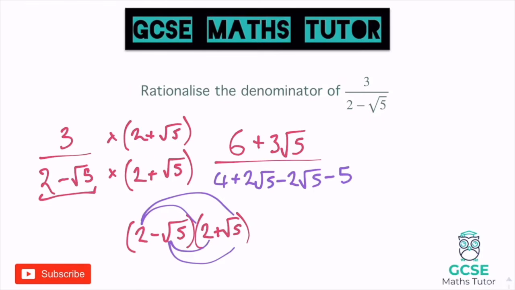Now when we tidy up the bottom there, these two cancel out, and then we end up with 4 take away 5 on the bottom. So we have 6 plus 3 root 5 on the top, and -1 on the bottom. Okay, so normally I'm only going to do this part of the multiplication: the 2 times the 2, and the last one we did, which is the negative root 5 times the positive root 5, because I know those two in the middle are going to cancel each other out.